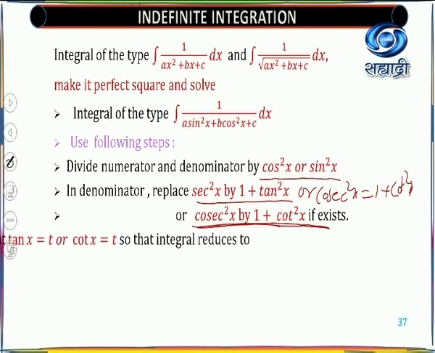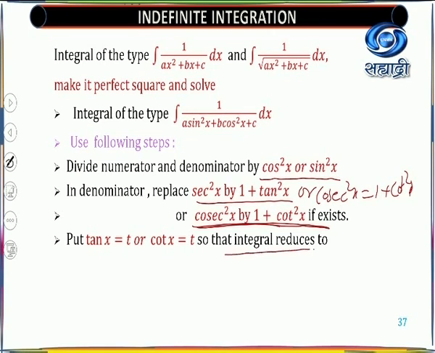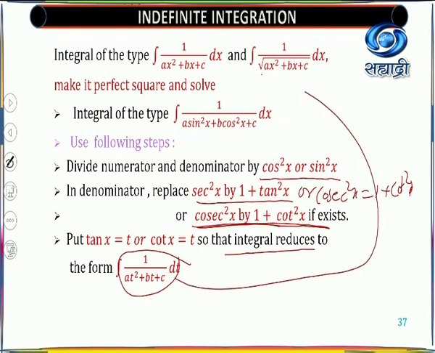Okay, so next is what? Next, substitute tan x equal to t or cot x equal to t, so that your integral will be reduced to a standard form. By that standard form, this is nothing but 1 upon at square plus bt plus c. That means your standard form, which is here, has a quadratic expression in the denominator.